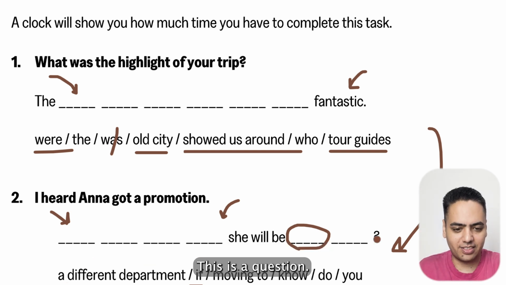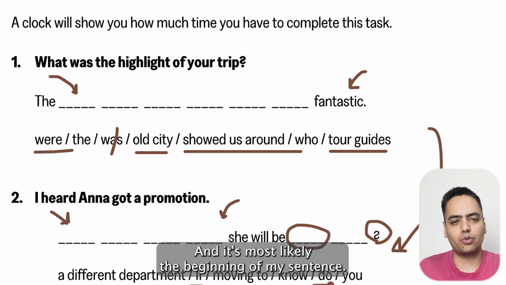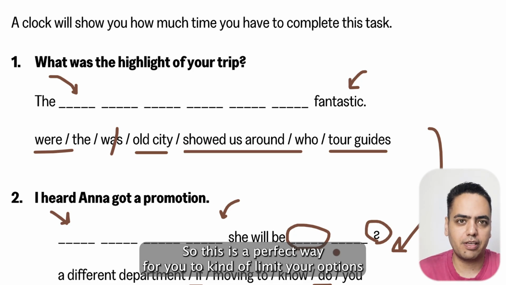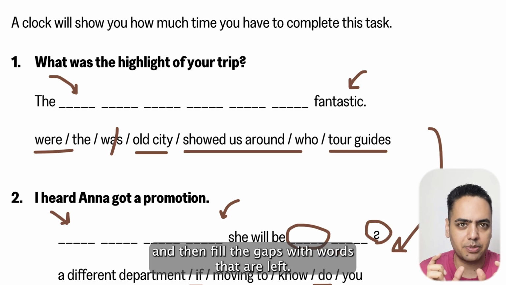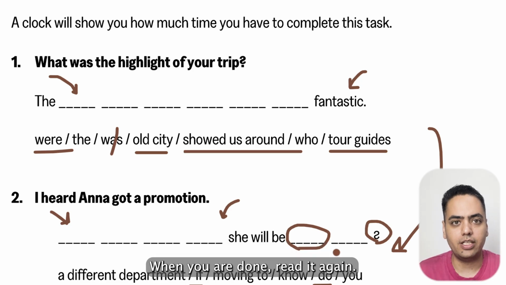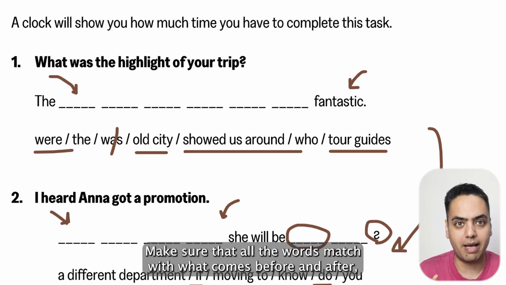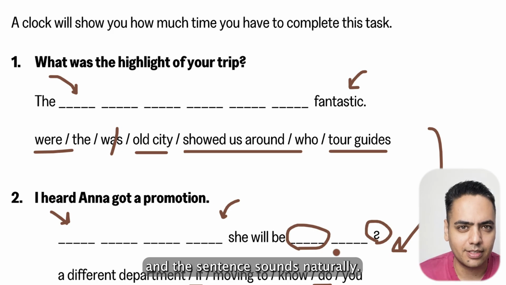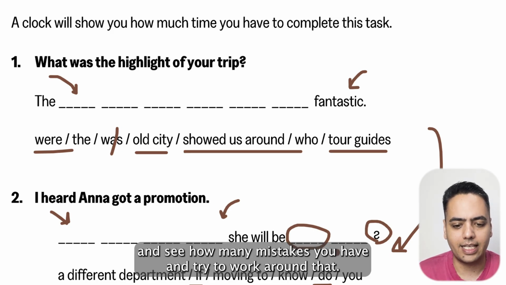This is a question, so definitely I need to form a question, and I have do here, and it's most likely the beginning of my sentence. So this is a perfect way for you to limit your options and then fill the gaps with words that are left. When you're done, read it again. Make sure that all the words match with what comes before and after, and the sentence sounds natural. And then check the answer key and see how many mistakes you have and try to work around that.